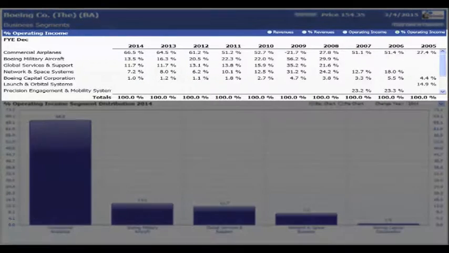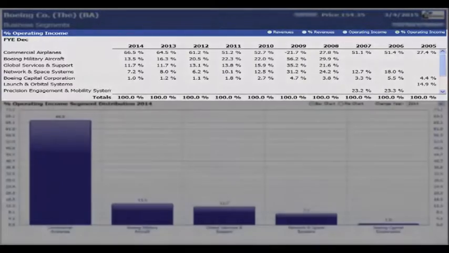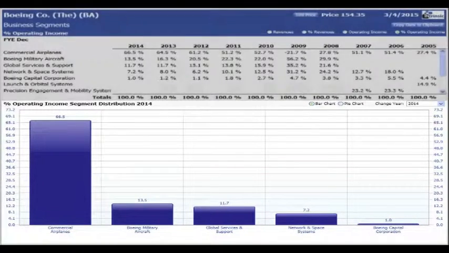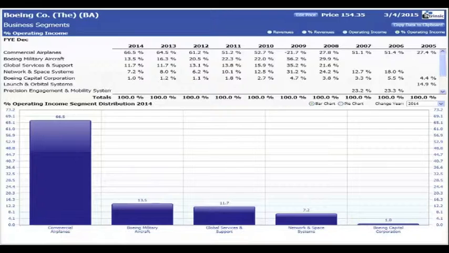The top panel of the display gives a table of segment data for the past 10 years, if available. Each value is the percent of total operating income that the segment provides. The bottom panel supplies a bar chart of the most recent year's data. Each bar represents an operational segment. Segments that no longer exist are not included in the table.